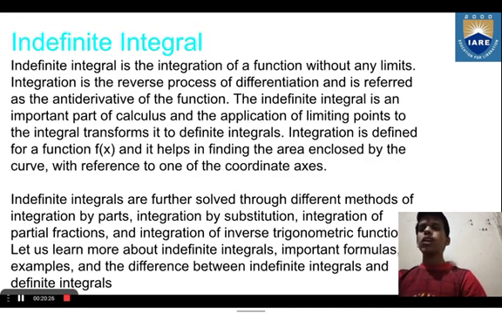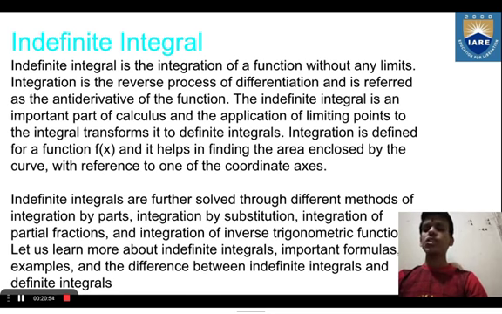Now, what are the types of integration we see? Indefinite integrals. An indefinite integral is the integration of a function without any limit. Integration is the reverse process of differentiation, as we know, and it is also called the antiderivative of the function. The indefinite integral is an important part of calculus, and the application of limiting points to the integral transforms it into a definite integral. Integration is defined for a function f(x), and it helps in finding the area enclosed by the curve with reference to the coordinate axis.